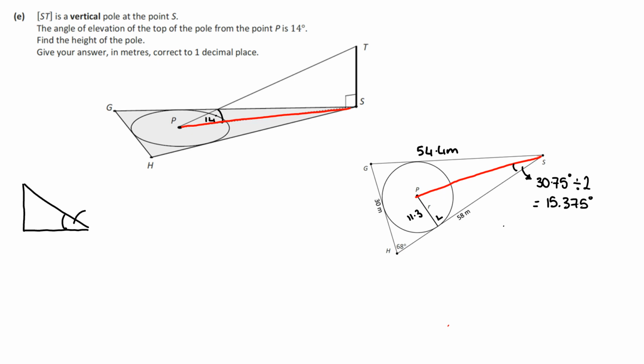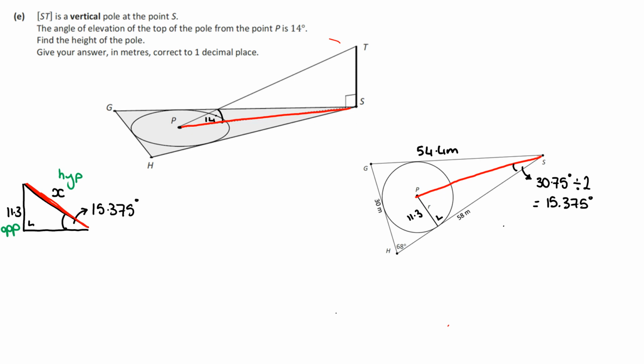So there's 15.375 degrees. There's my right angle triangle. There's 11.3, and this is the red side that I want. Okay. So it doesn't really matter what we call it. I'm going to call this X. Think about our labeling. This is my hypotenuse and this is my opposite.